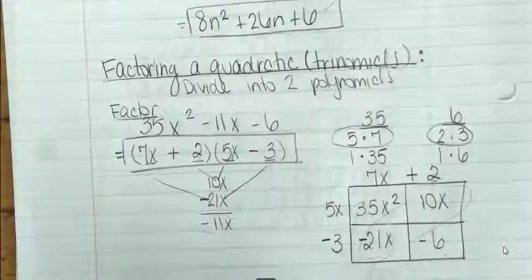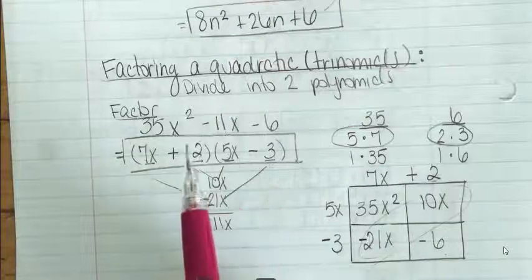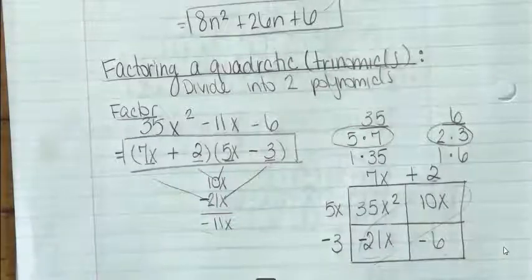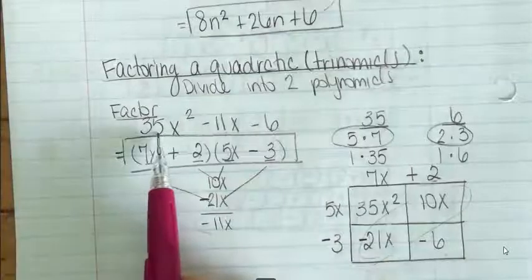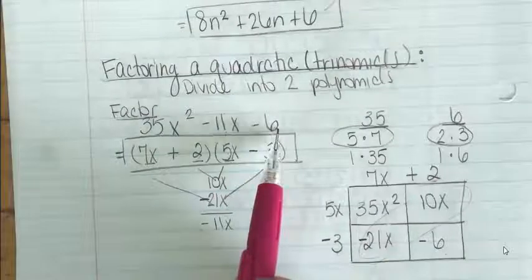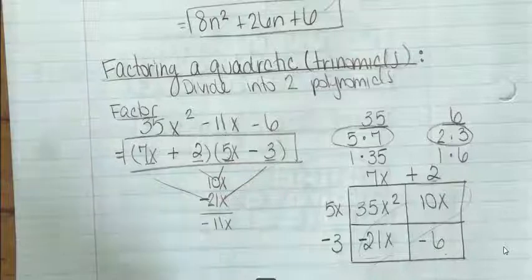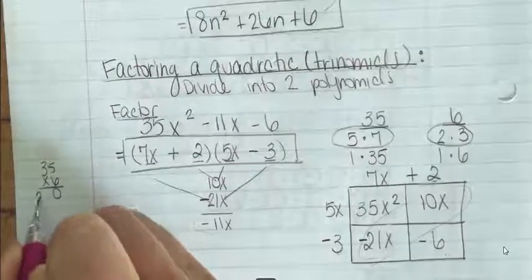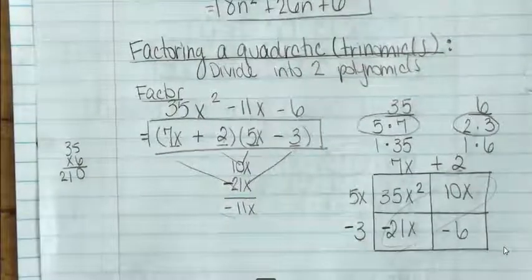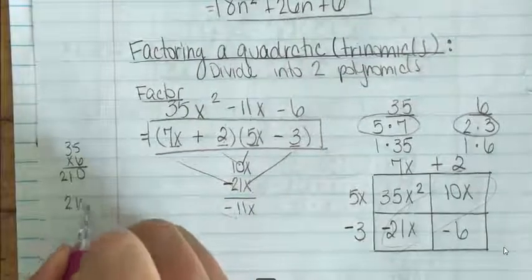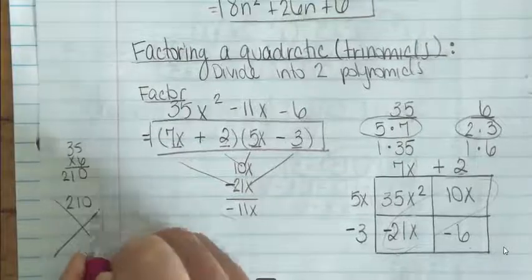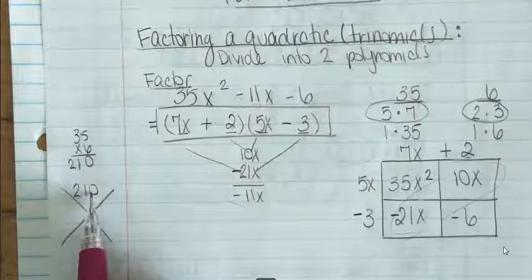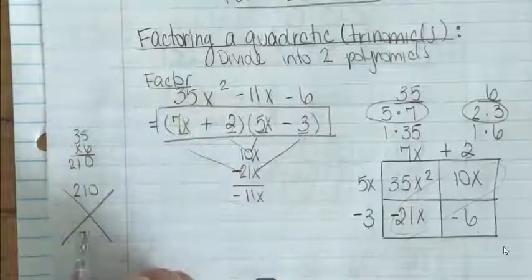Okay. Another way that some people have thought of doing this is to take 35 and multiply it by 6. 35 times 6 would give you a total of 210. So I'm giving you multiple ways of thinking about this. How do I get factors of 210 that will give me a middle term of negative 11?